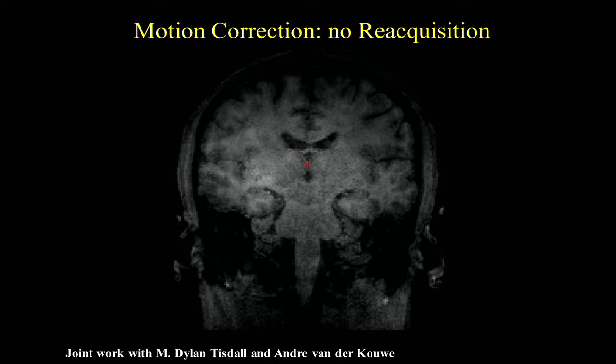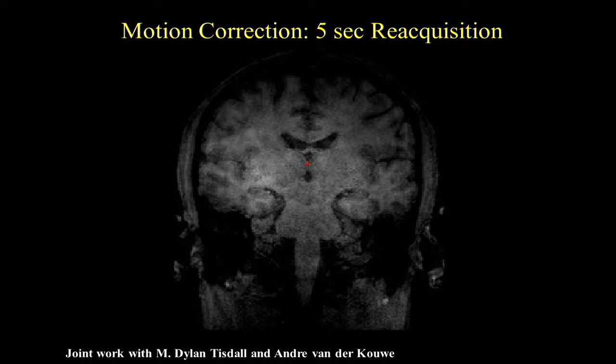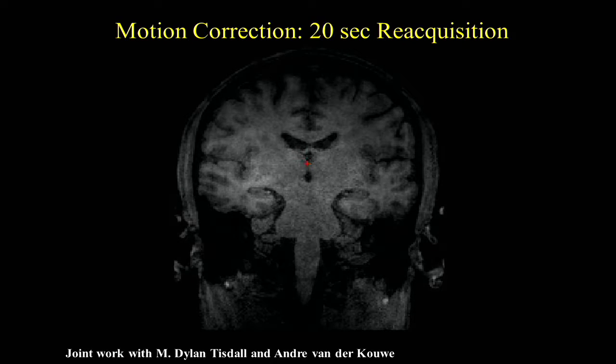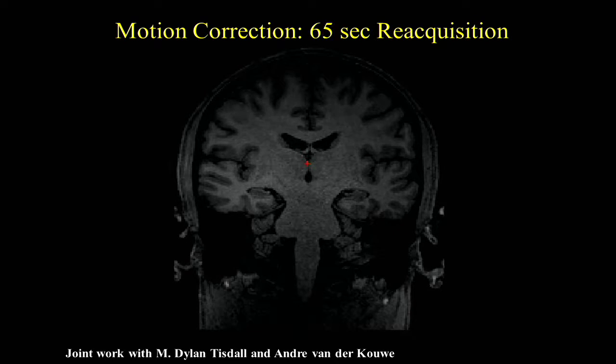So here's a motion corrupted scan, and I'm just going to show you a movie in which I iteratively take out one line and replace it with another one as I go through the sequence. And so you can see we can iteratively clean up the scan until with about a little more than a minute of reacquisition, we get an absolutely crystal clean scan.